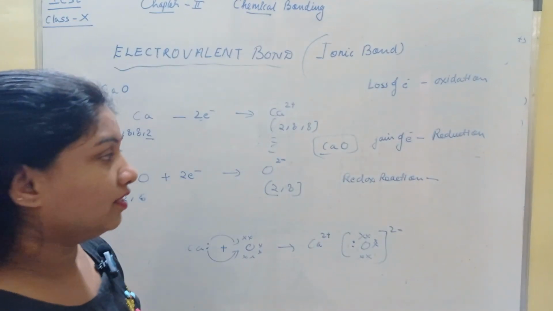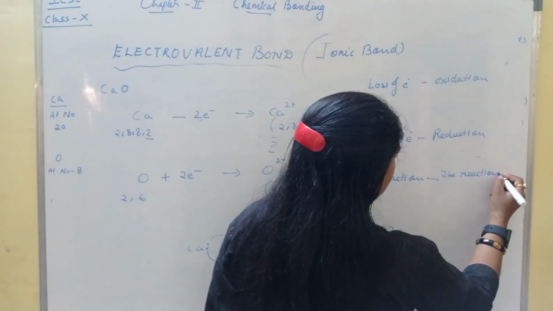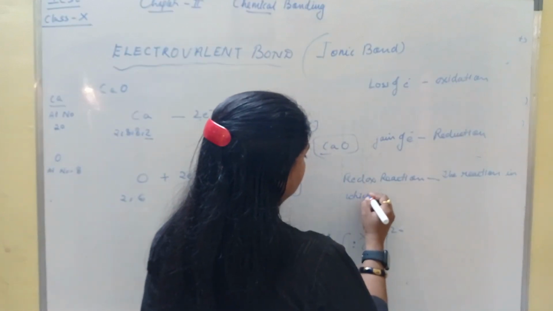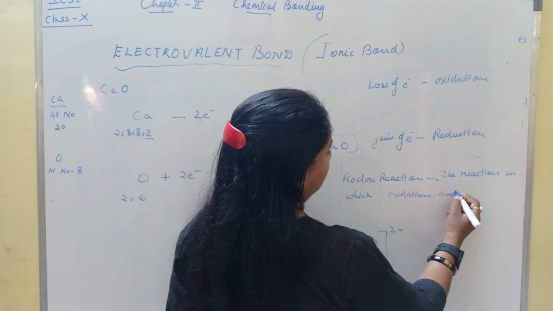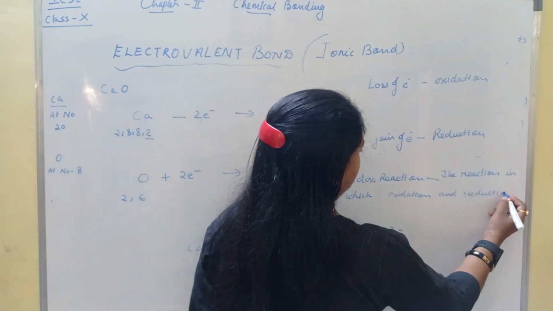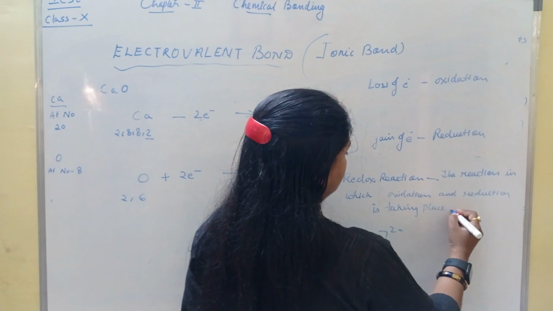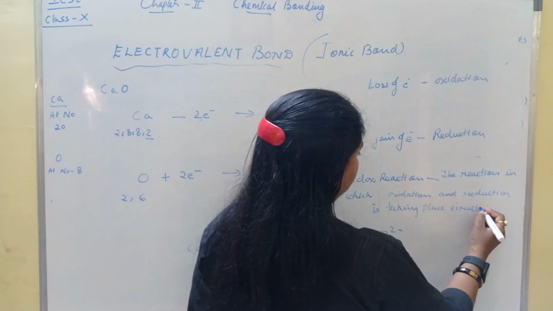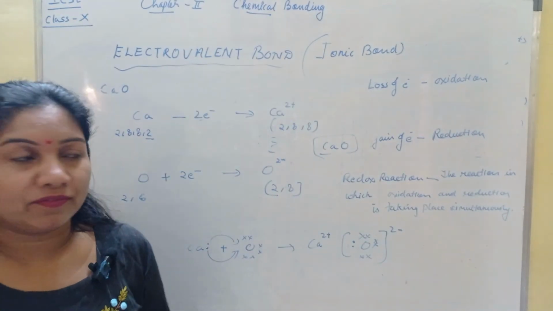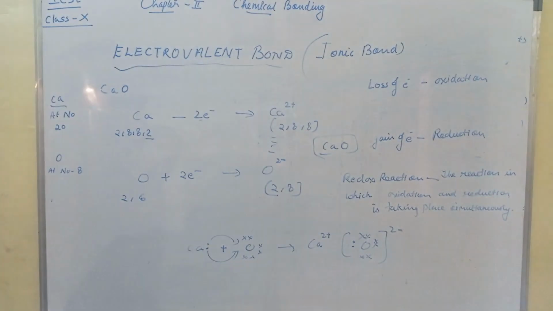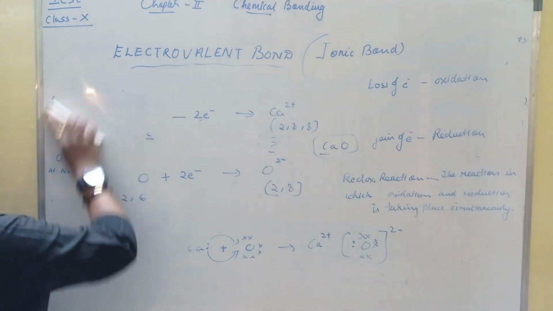So what are redox reactions? The reaction in which oxidation and reduction is taking place simultaneously. So this much is clear to everyone. So in this electrovalent bond, the last topic that we have to study is the properties of electrovalent compounds.